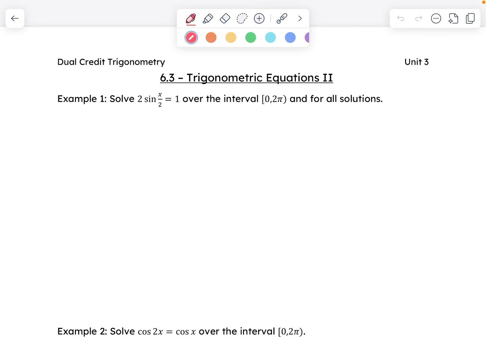Hey guys, today we're looking at 6.3, which is Trigonometric Equations Part 2. We're going to continue working with solving trig equations. We are going to step it up just a little bit though.